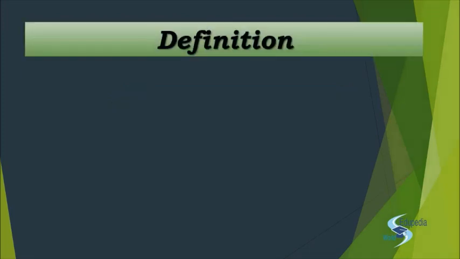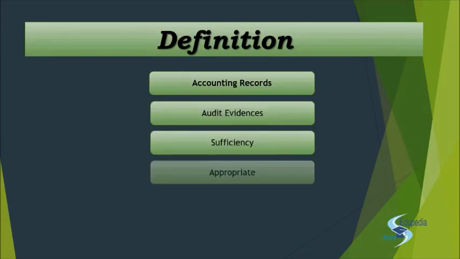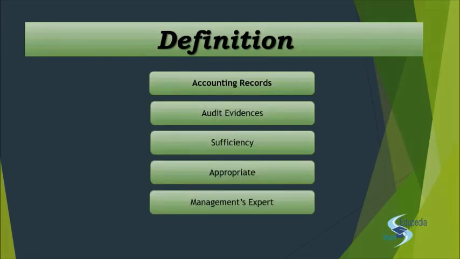So the next portion that we are covering is the definition. And we have already seen that we'll be covering the accounting records, audit evidences, sufficiency, appropriateness, and management expert. Right? So we will be dealing with each one of them separately in the coming 4 slides. So basically over here what we want to discuss is audit accounting records.